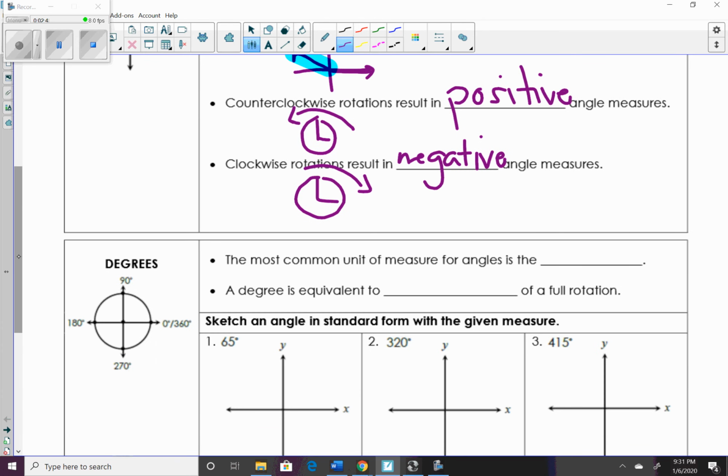So the most common unit of measure for an angle is degrees. And a degree is equivalent to 1/360th of a full rotation because we're going 1 out of 360 degrees.